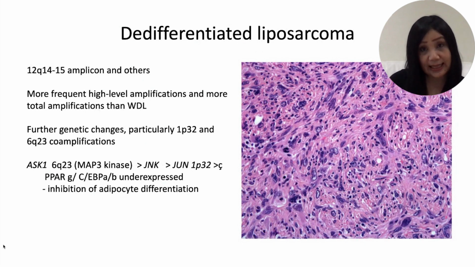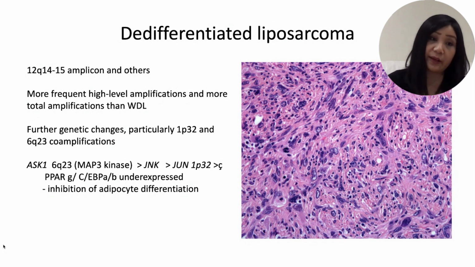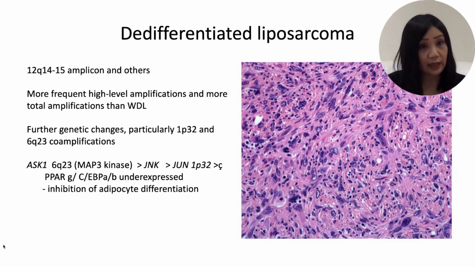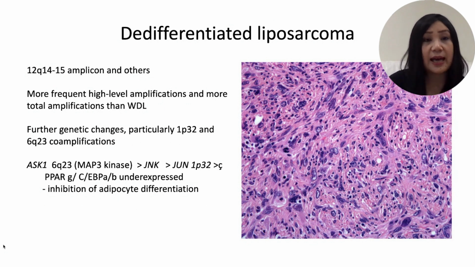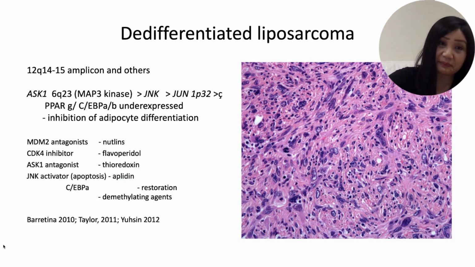Dedifferentiated liposarcoma genetically varies from well-differentiated liposarcoma, still having these genetic events in the 12q13 to 15 amplicon, but having additional genetic events besides that, leading to tumor progression and more aggressive behavior. There are more frequent high-level amplifications and more total amplifications than well-differentiated liposarcoma, and typically there are further genetic changes, particularly involving genes at 1p, 3q, and 6q23.